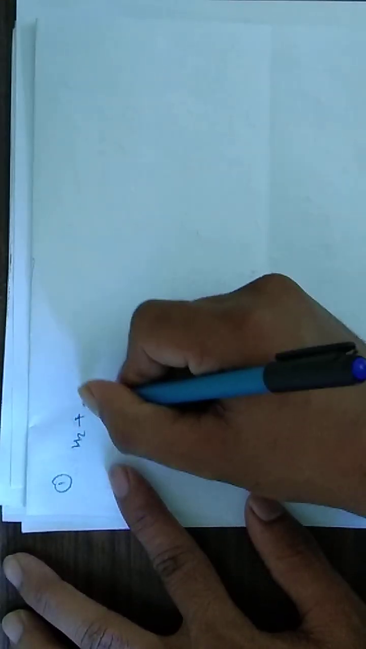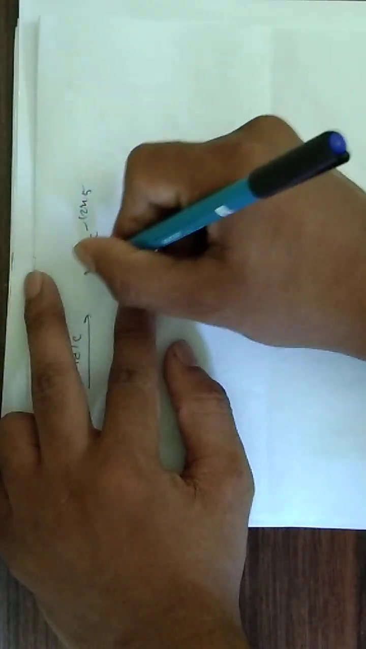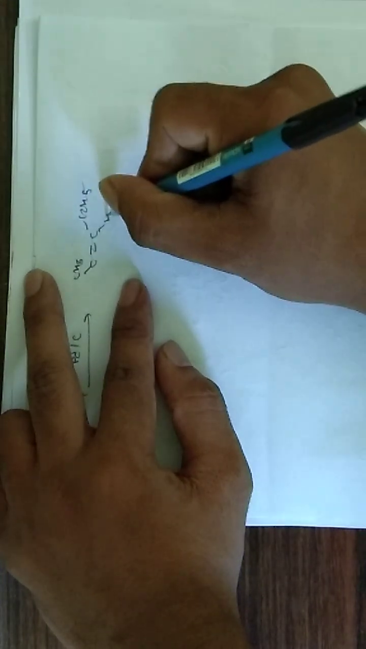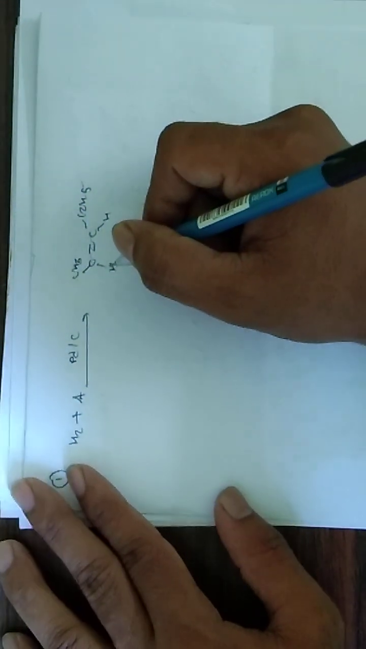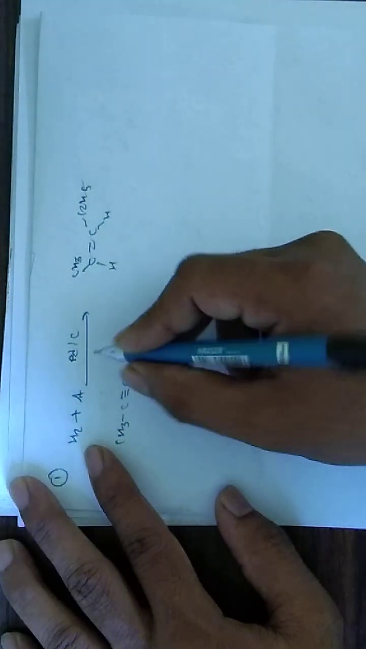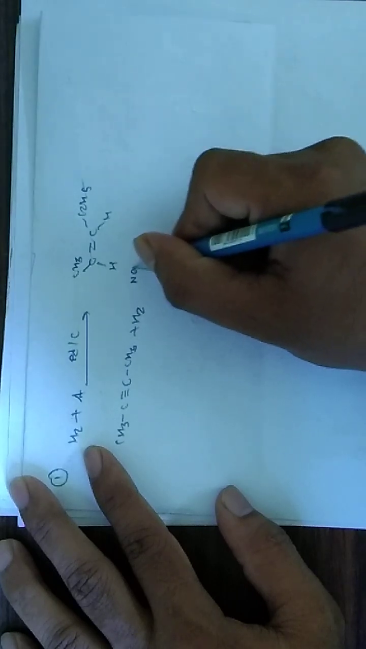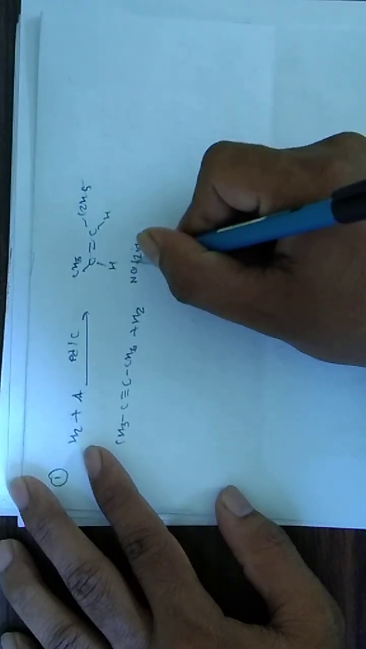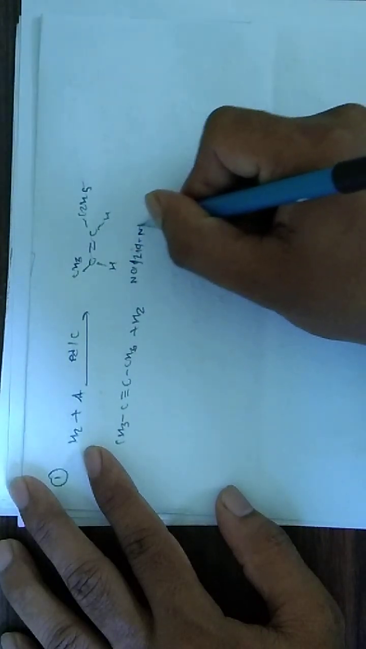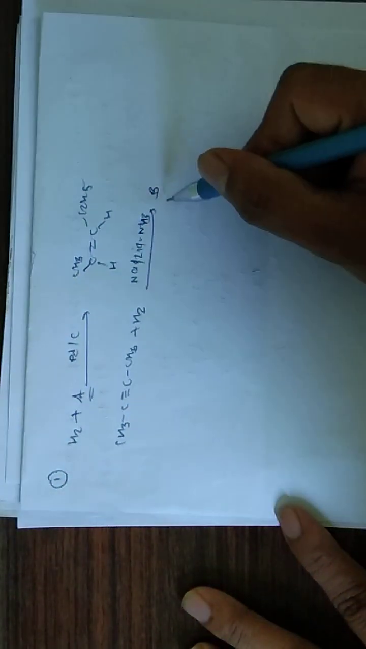So one reaction is given: A reacts in the presence of PDC and gives C double bond C, with C2H5, CH3, H and H. And another reaction is given: CH3 C triple bond C CH3 plus H2 in the presence of sodium and liquid NH3 gives product B. Identify this A and this B.